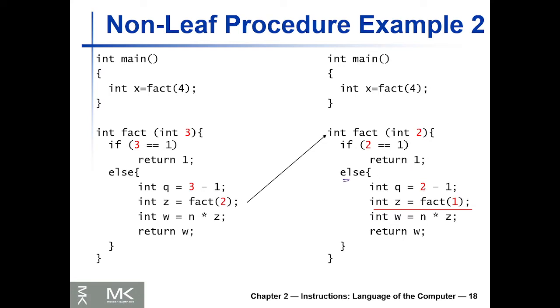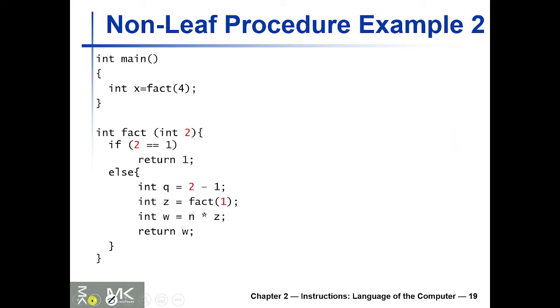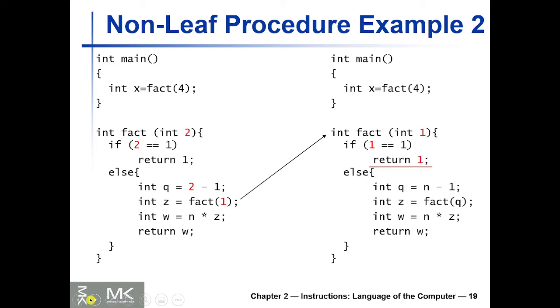Q equal to n minus 1. Remember now n is 2. 2 minus 1 is 1. So q here is 1. So int z equal to factorial of 1. I'm gonna stop again because I don't know factorial of 1. So we should again call factorial with n equal to 1. So here it is. Now n equal to 1. So if 1 equal to 1, of course 1 is equal to 1. So I'm gonna return 1 now.